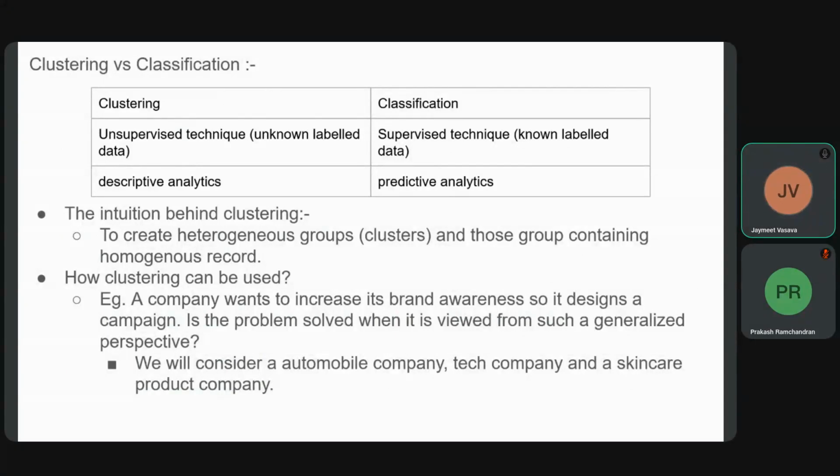Then the main intuition, or the way of working of clustering, is to create heterogeneous groups or clusters, with each group containing a homogeneous, or similar, kind of records.